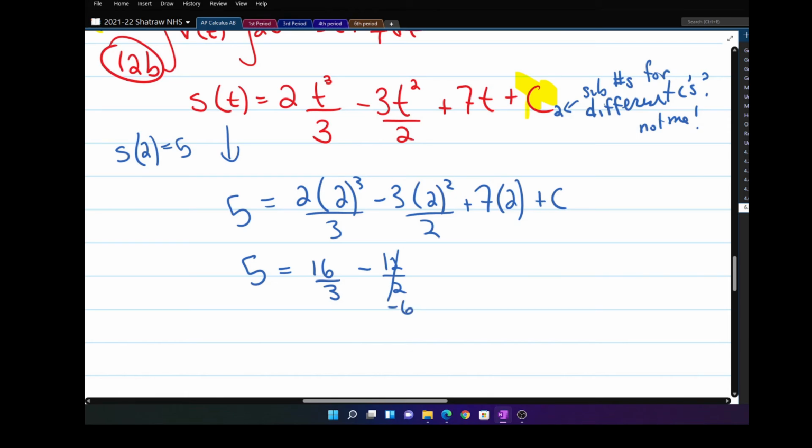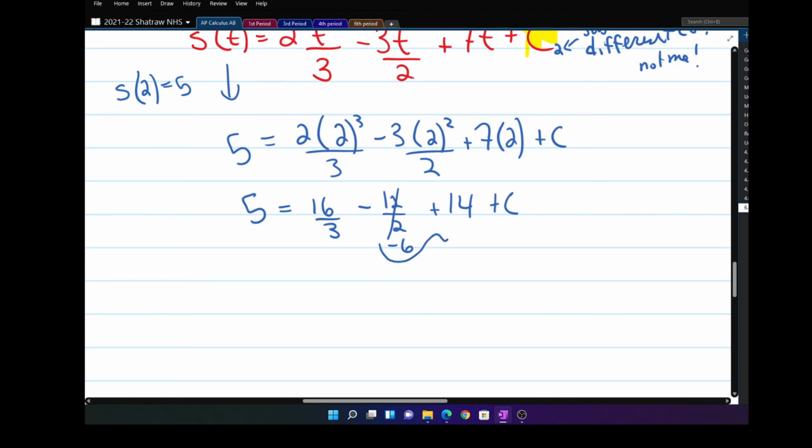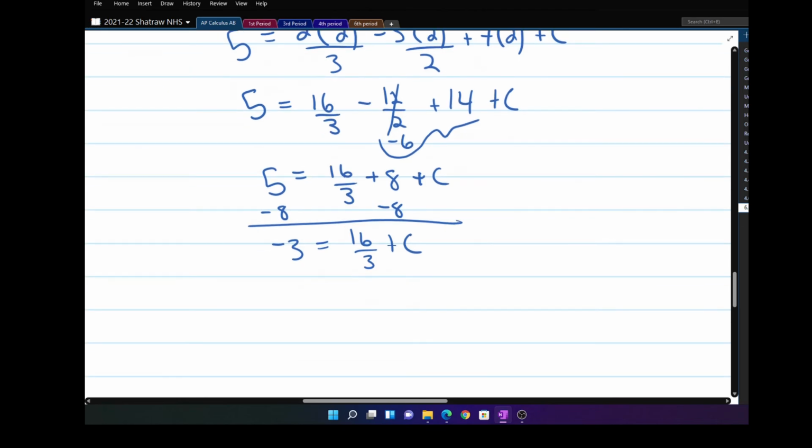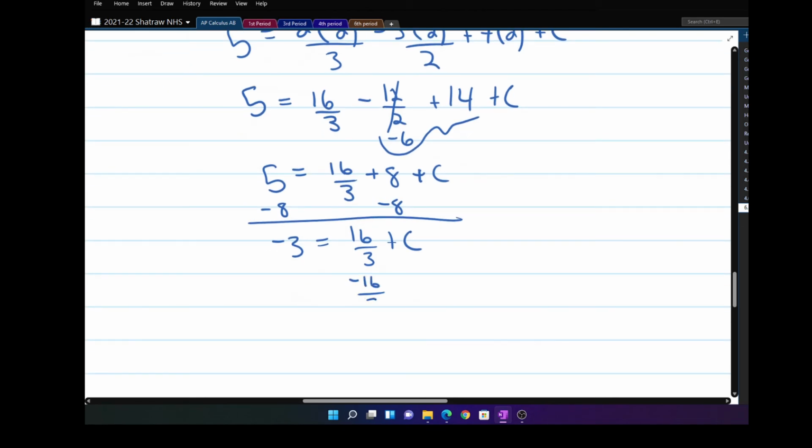And 7 times 2 is 14. And there's my plus c. Negative 6 plus 14 is really the same thing as 8. I'm going to write that down. And I'm going to subtract a little bit slower here because I hate fractions. So I get a negative 3 here, and this is 16/3 plus c. And now I'm going to minus 16/3 from both sides.